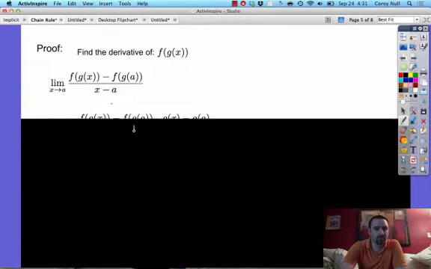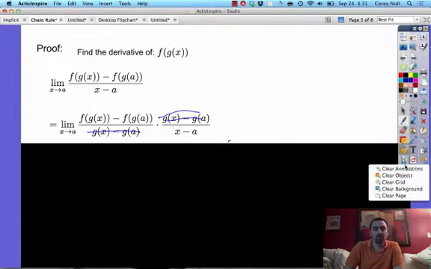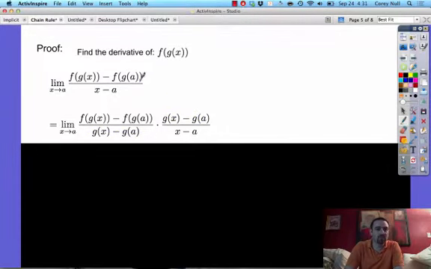So here's how we do it. We use a little trickery here. We introduce a new term, basically. We say that's f of g of x minus f of g of a divided by g of x minus g of a, times g of x minus g of a over x minus a. All we've done here is introduce this other term, which could then cancel out. Notice that, and that's what makes this line and this line the same.